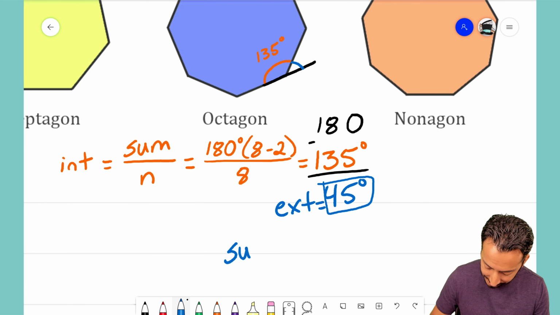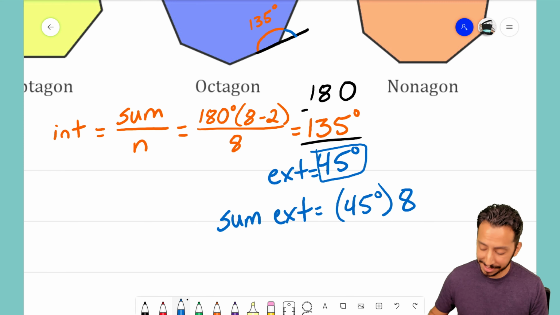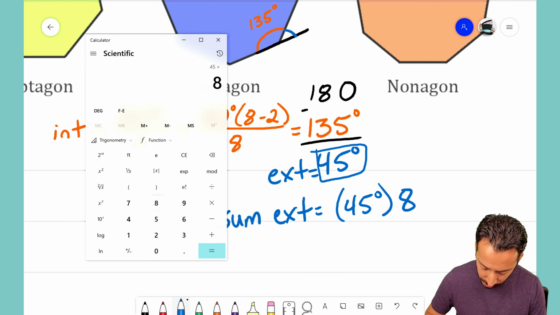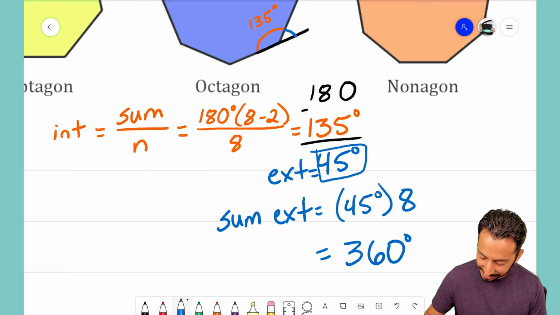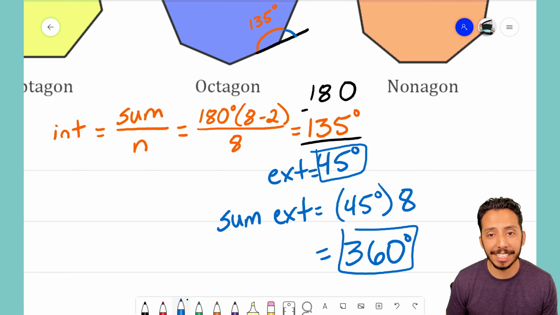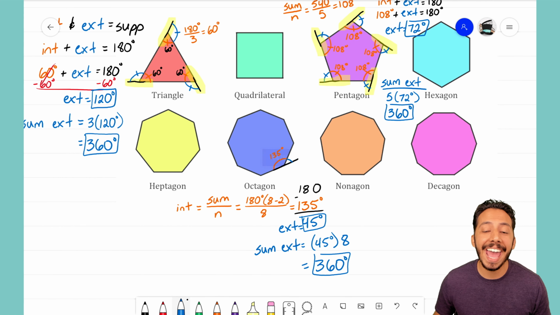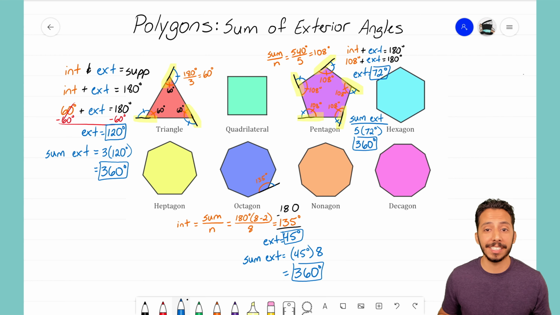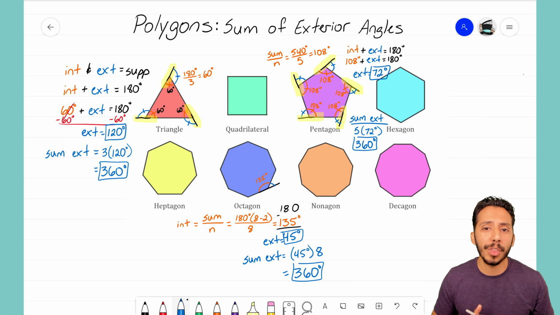So to find the sum of the exterior angles, I just take that 45 degrees and multiply it by 8. If I do that, we see it is not a coincidence. The sum of the exterior angles is still 360 degrees. If you don't believe me now, I don't know what else is going to prove that for you. For any polygon, either regular or irregular, the sum of its exterior angles will always equal 360 degrees.